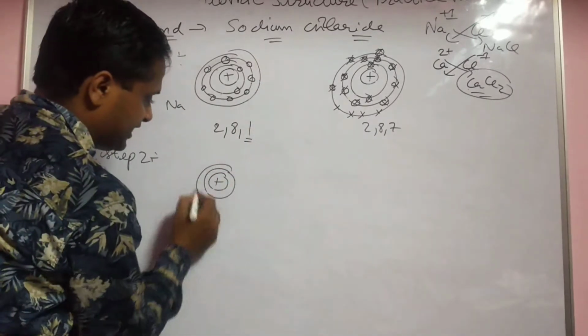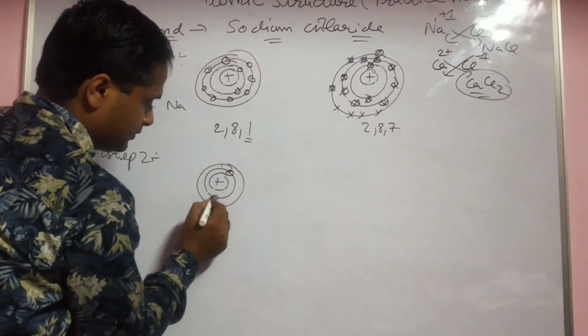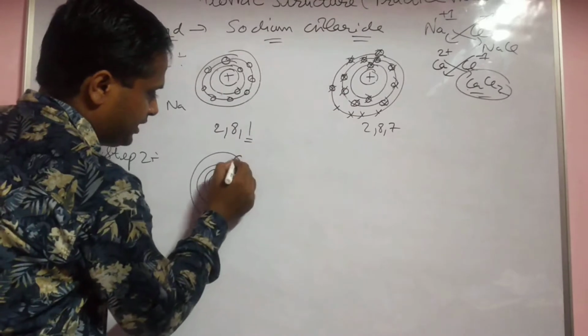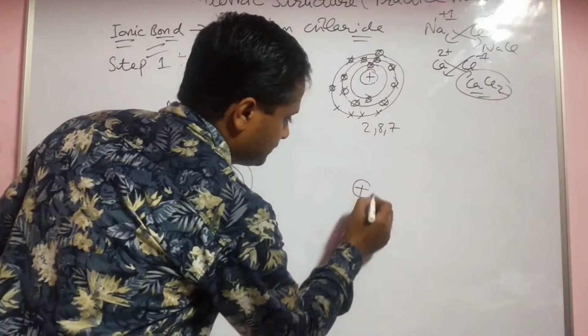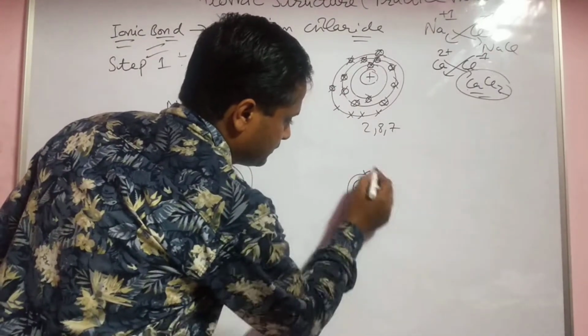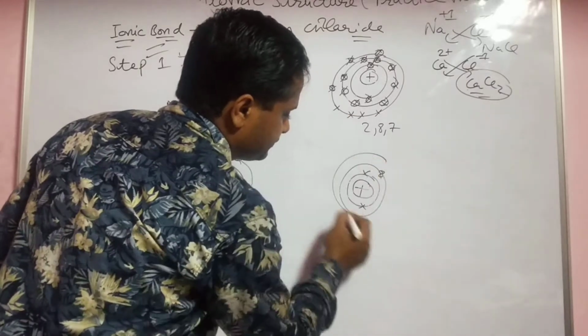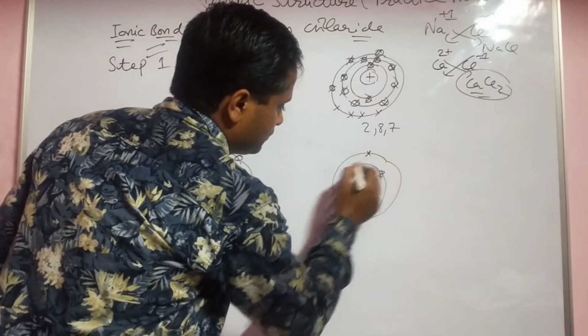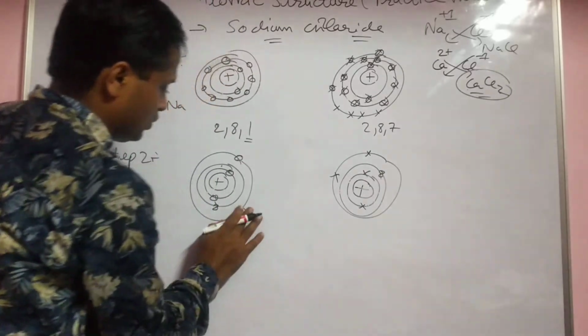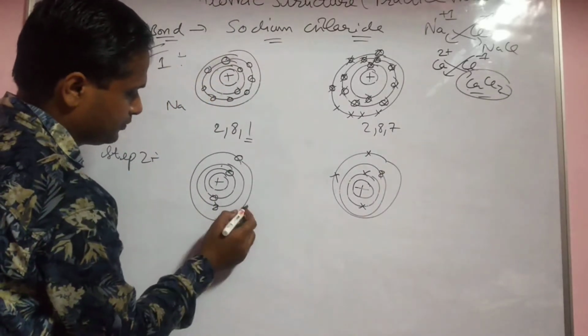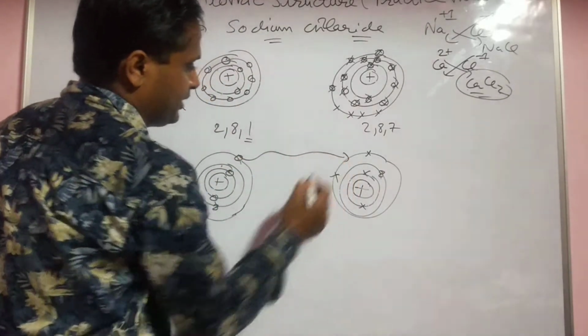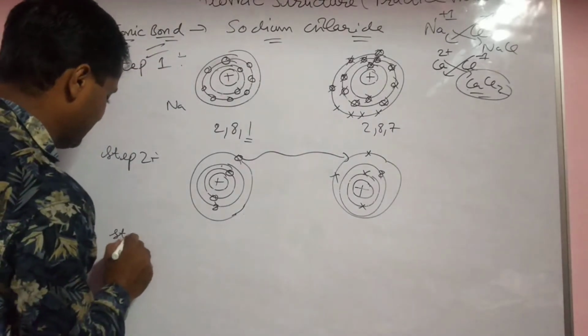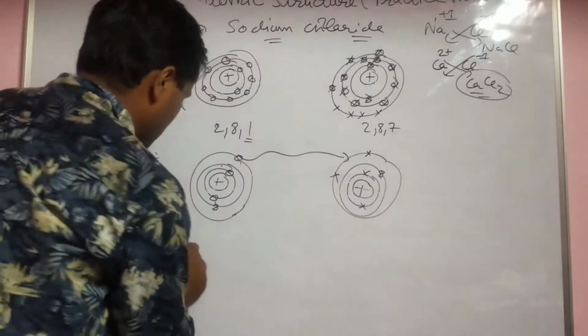How do you transfer? See there. Here 8, here 2. Same. Here 8, here 2. You transfer 1 electron. Here 1 only, from here to here. And in the last step you show that the charge will come on them.